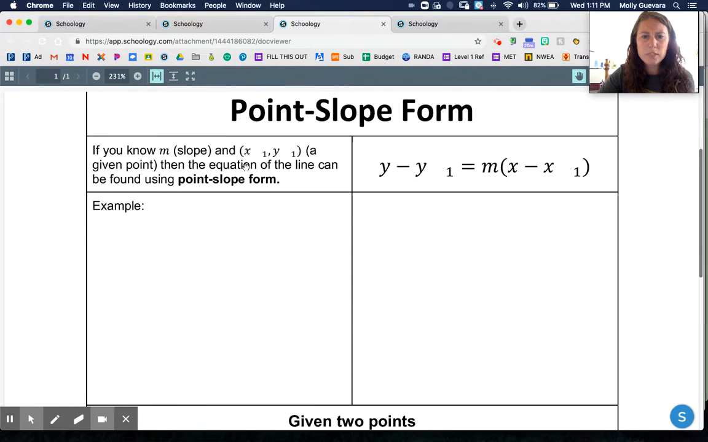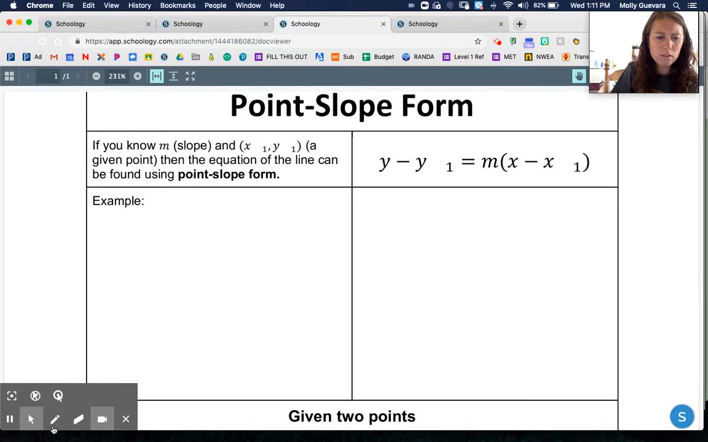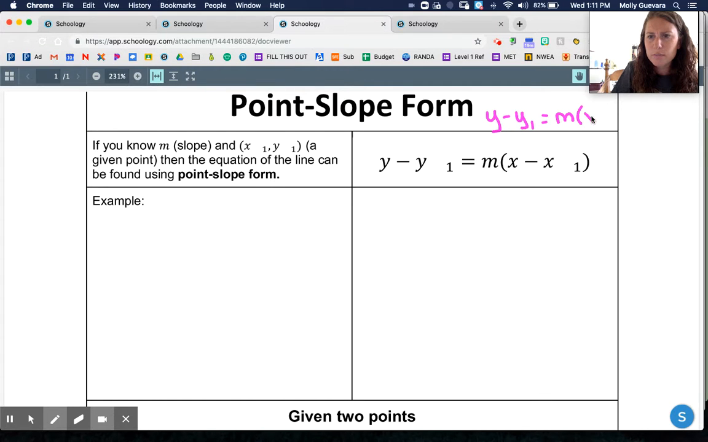So what we're going to use is point slope form, and this is our general point slope form. And really it's y minus y1 equals m times x minus x1. So it looks kind of funky here with this big gap, but I think it's probably just the way the form downloaded. Hopefully it doesn't look like that on your paper. Okay. So if you know m, which is your slope, and you know a point, so an x1, y1, a given point, then you can use this equation to find the equation of a line. So we're going to go through an example.